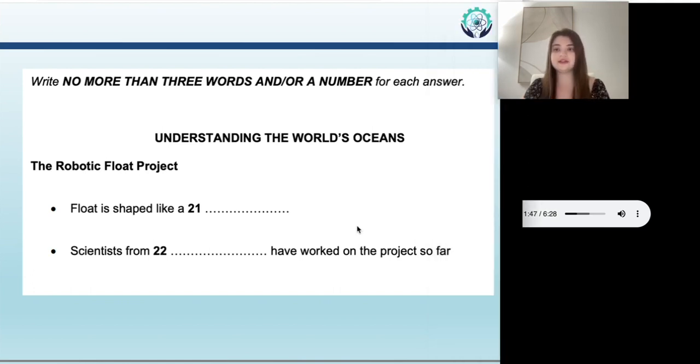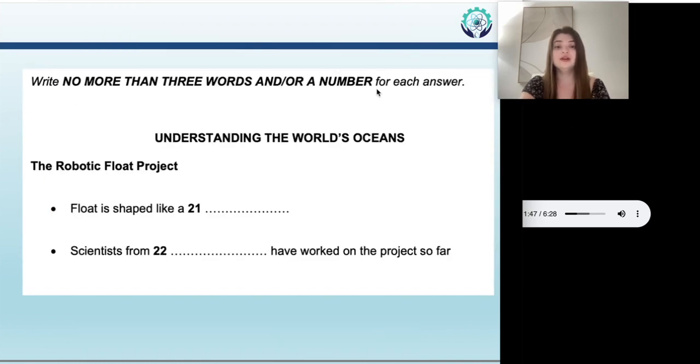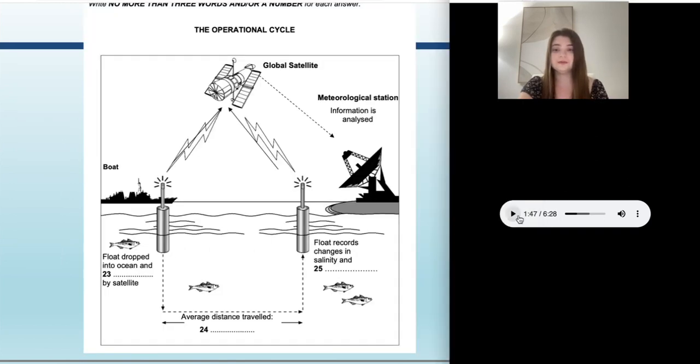There we go. Okay, so the answer actually isn't just one country, it's 13 countries. They don't list all the countries, nor can we, because it says no more than three words or a number. So the answer they're looking for here is just 13 countries. So we can write the number 13 and then countries. So there we go. We finished 21 and 22.